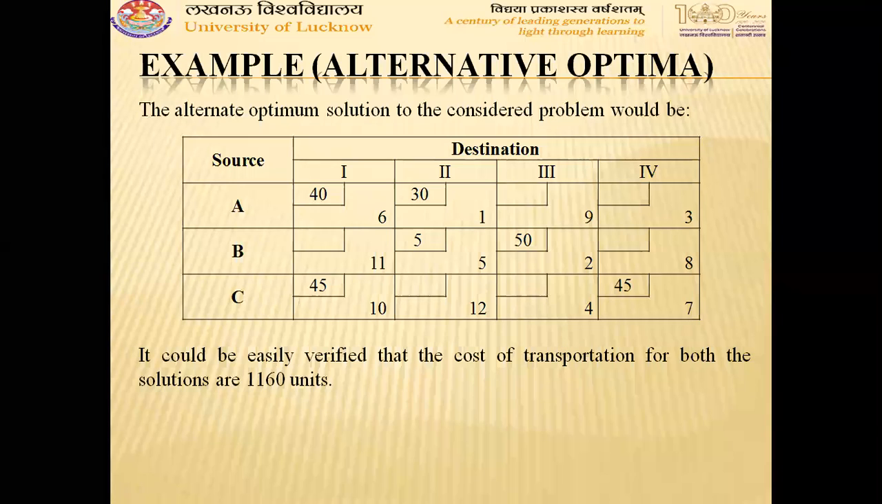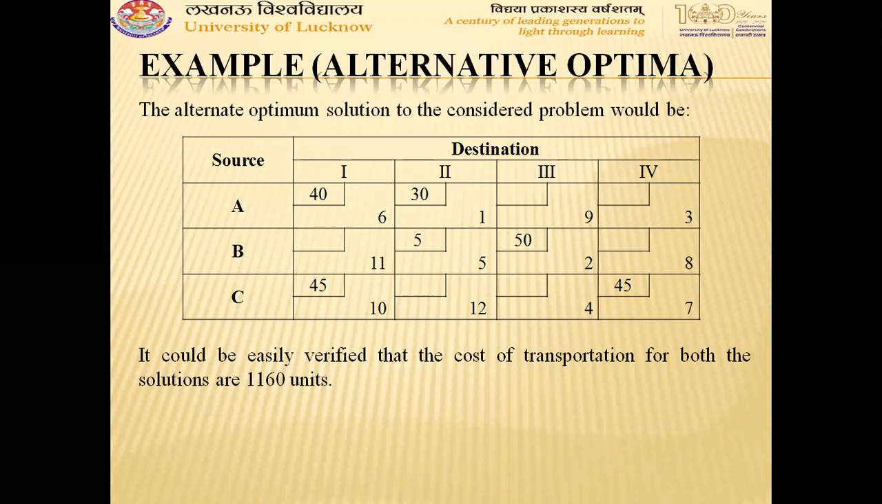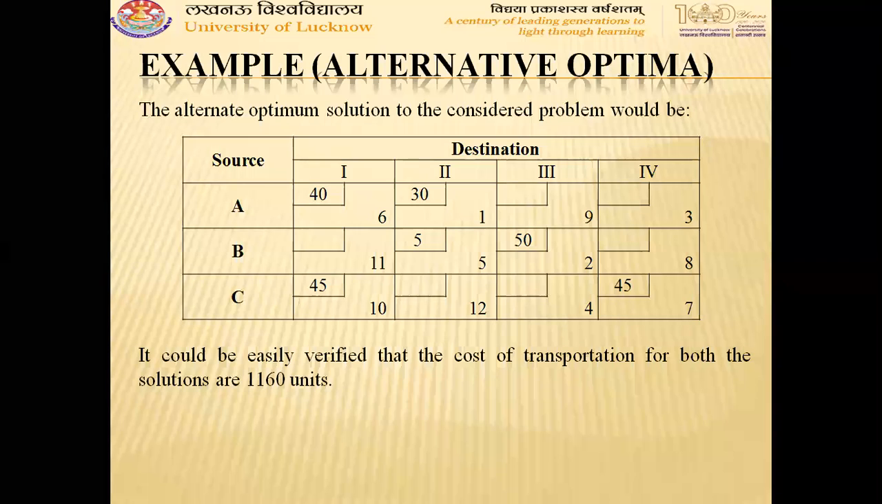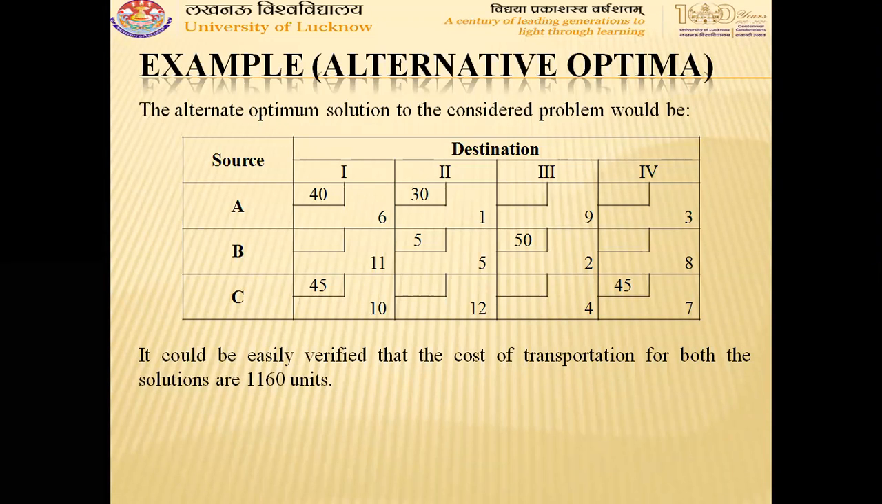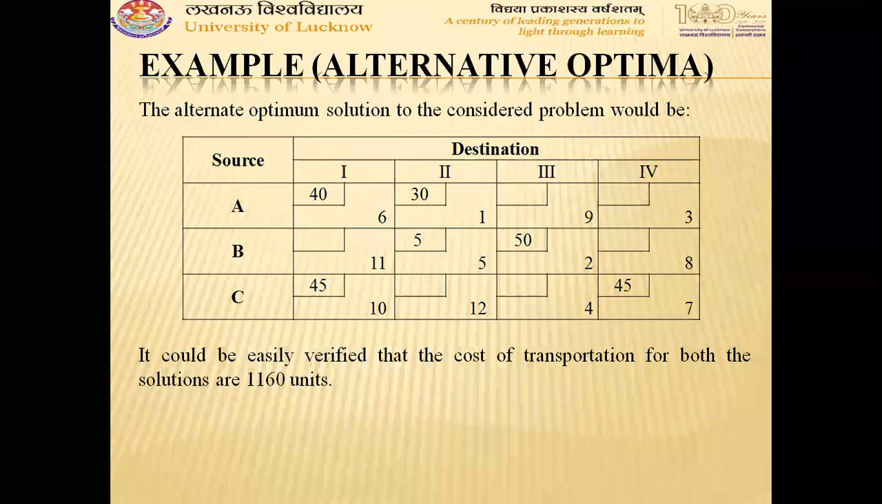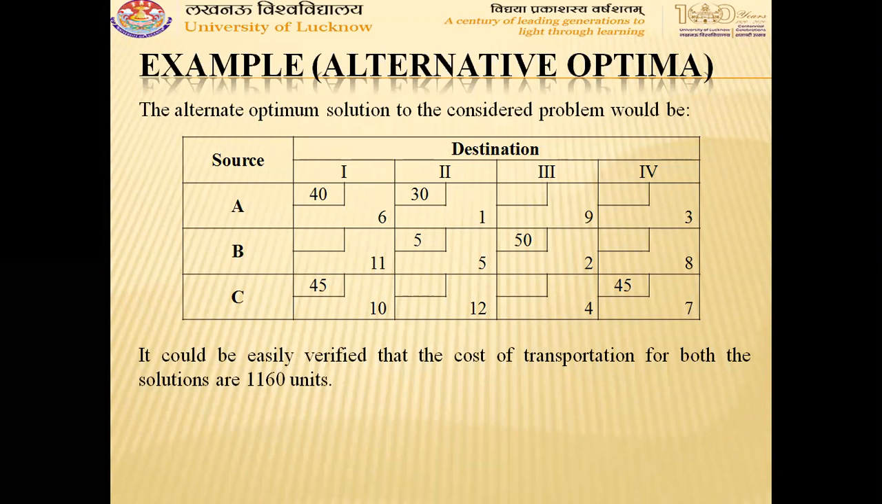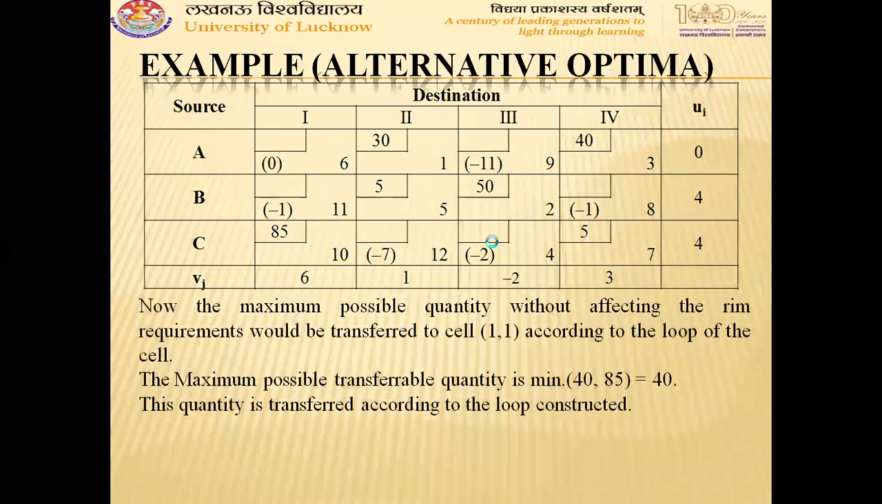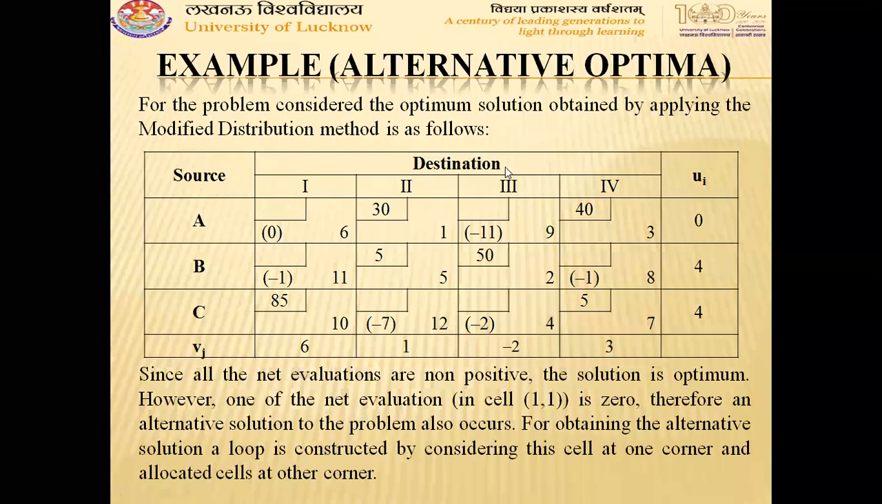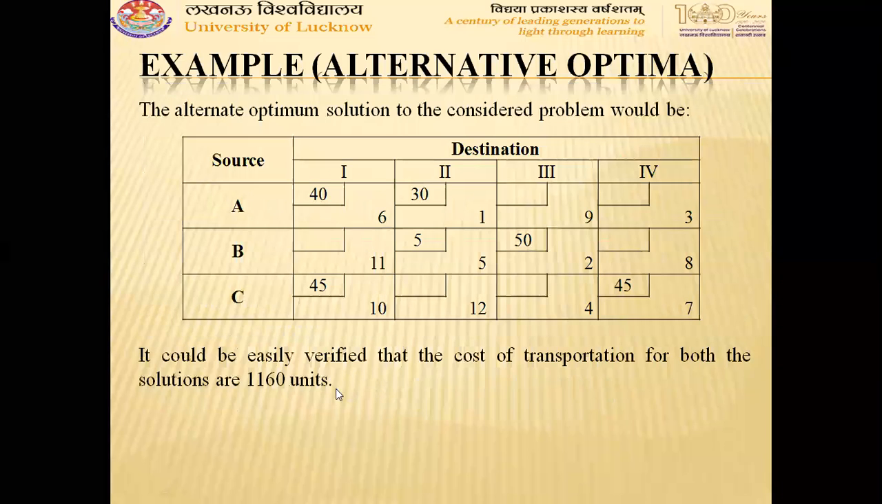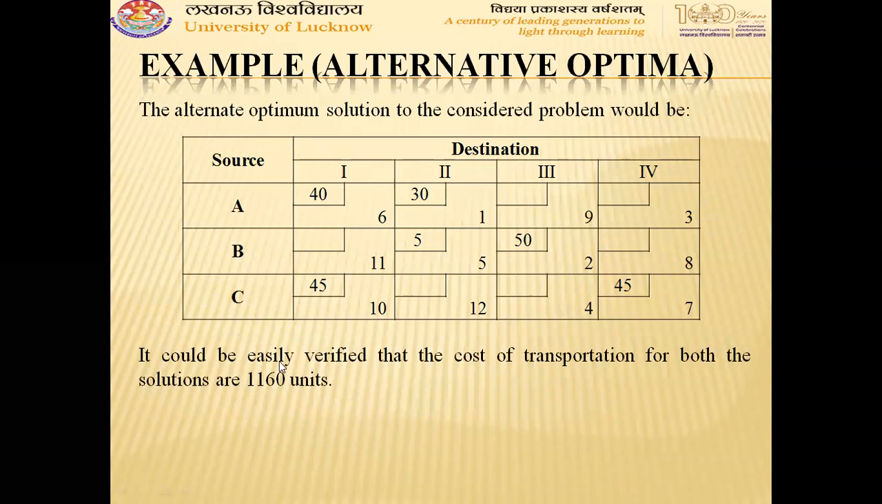Now you can easily check the optimality of this table by calculating net evaluations, and also verify the cost. For both tables of the transportation problem, that is, the alternative solutions, the optimum value is 1160 units. For these two tables the optimum cost is the same, which is 1160 units.